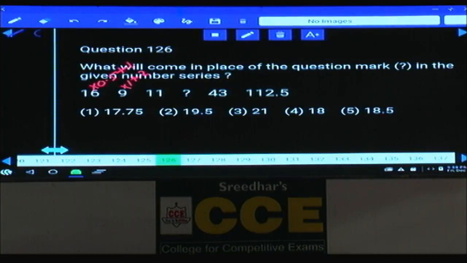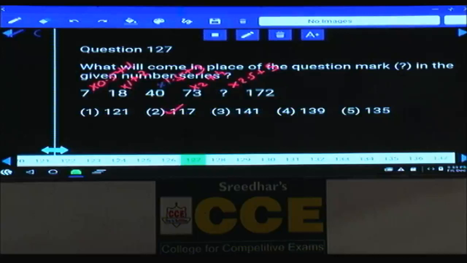Next one, into 0.5, 1, 1.5. And 11 into 1.5 is how much? 11 into 1.5, 16.5 plus 3, 19.5. Sarvena? Next one, 19.5 into 2 plus 4. 19.5 into 2, 39 plus 4, 43. Sarvena kada? 43 into 2.5 plus 5. Now what is the logic we have? Into 0.5 plus 1, into 1 plus 2, into 1.5 plus 3, into 2 plus 4, into 2.5 plus 5.